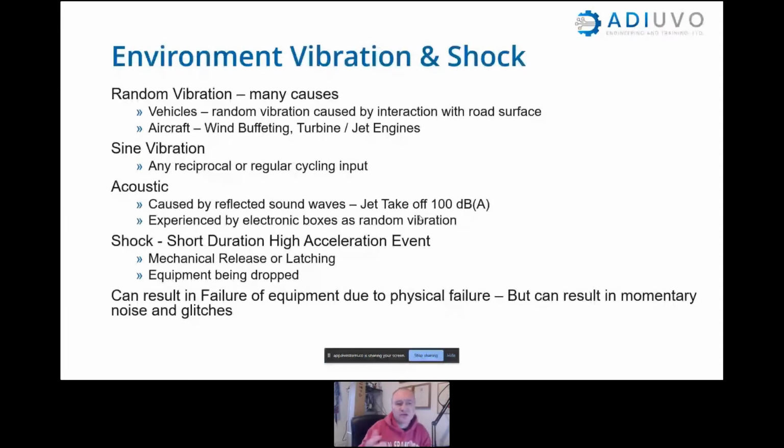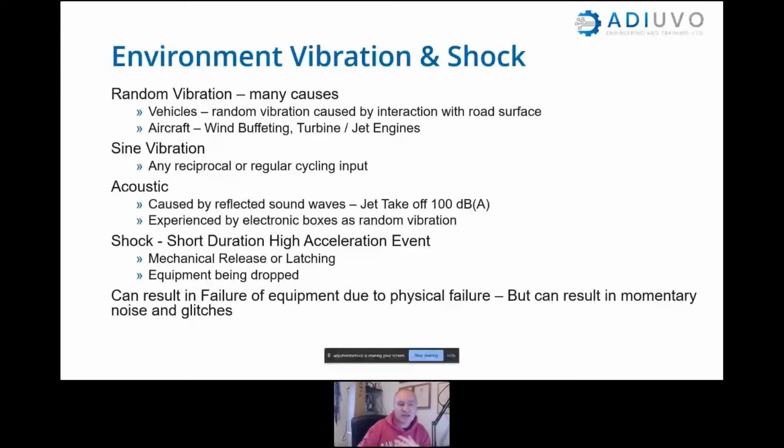We also have some effects that come from the vibration side of the world, the dynamic environment. We're going to see some impacts from random vibration, such as in vehicles and aircraft. Interactions with the road surface will cause random vibration, or turbulence on an aircraft. We also see sinusoidal vibration as well, which is sine waves.